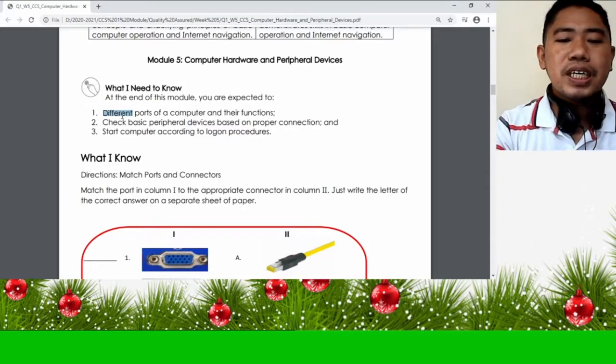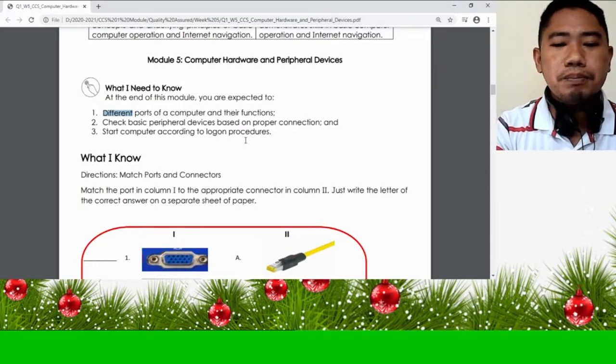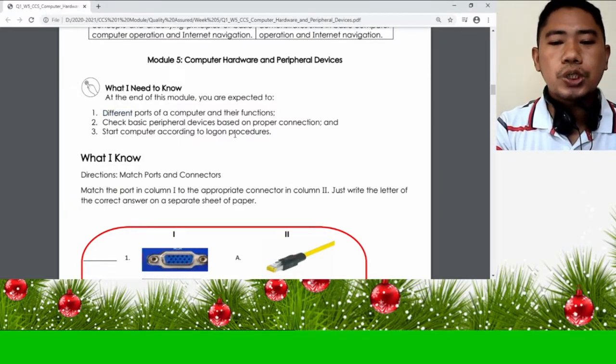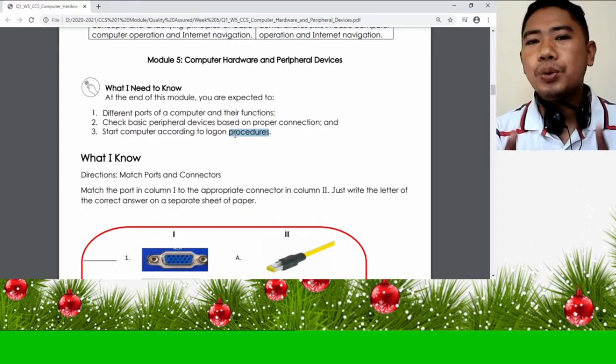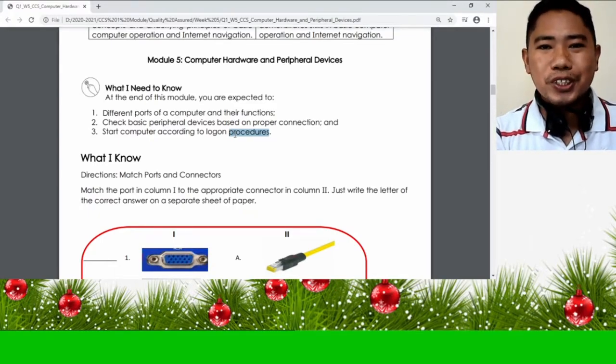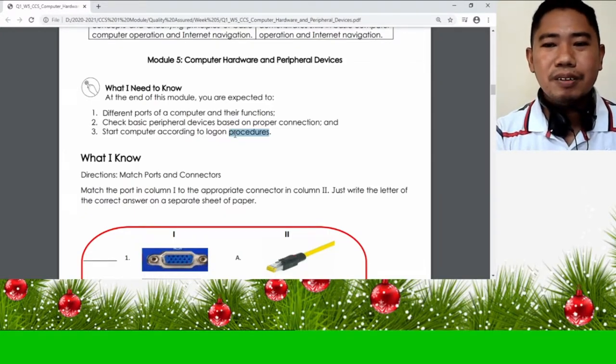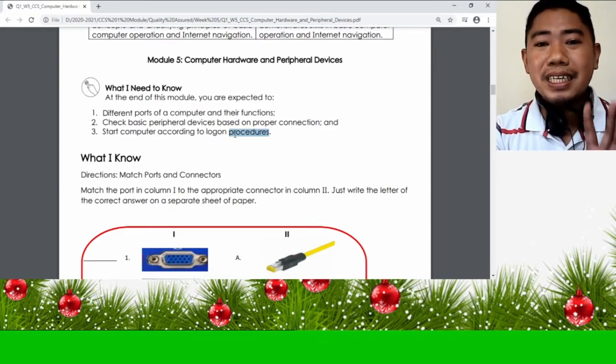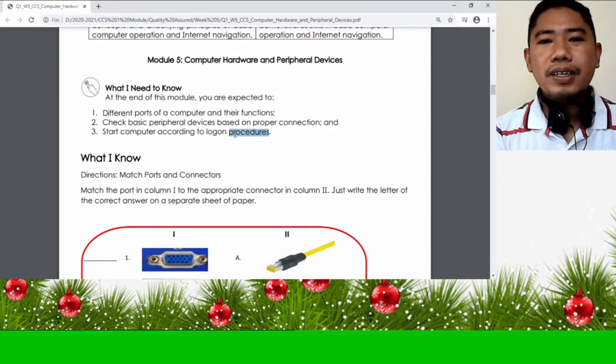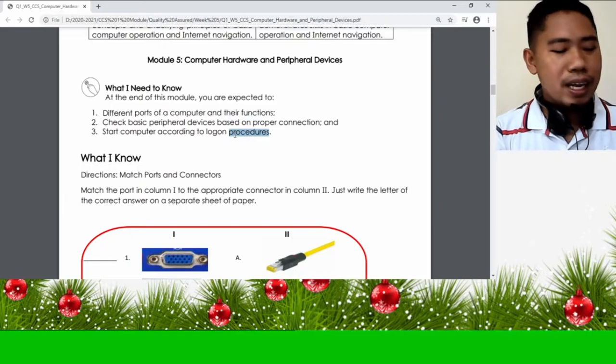Next, check the basic peripheral devices based on proper connection, and start computers according to logon procedures. For those of you who have been using the computer, you can relate to this. But it cannot be denied that some of our classmates do not have knowledge about this yet.